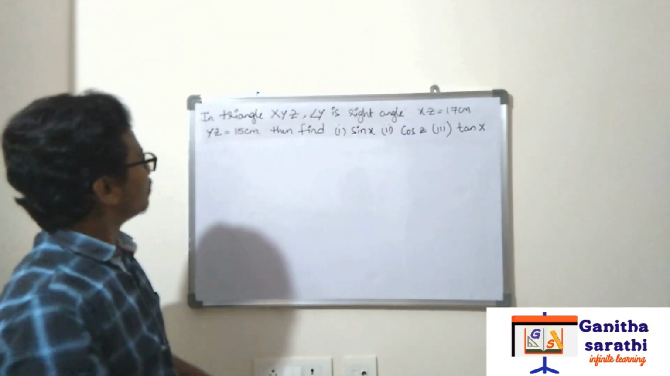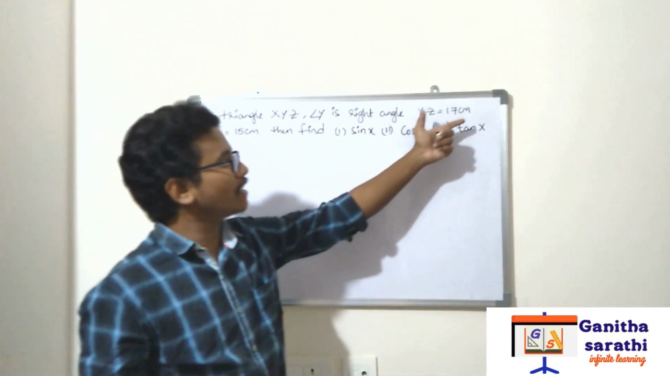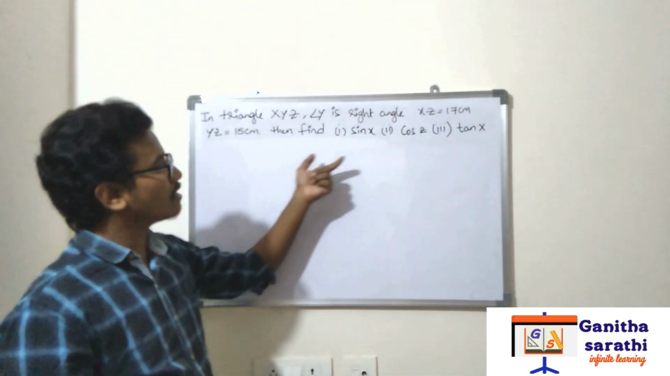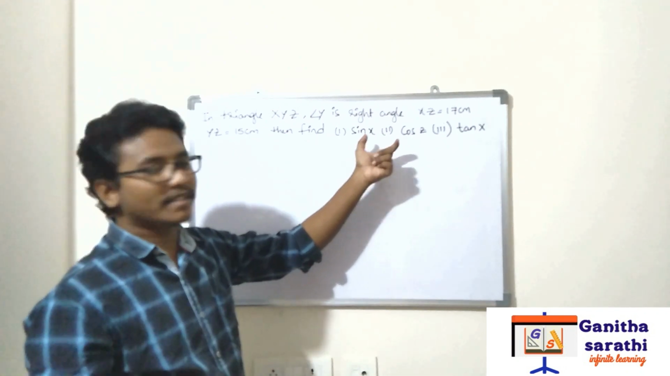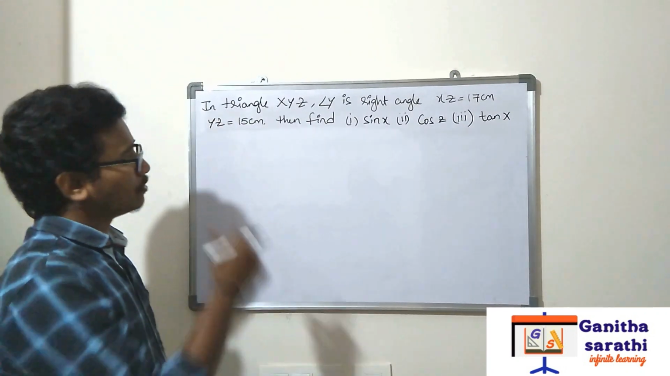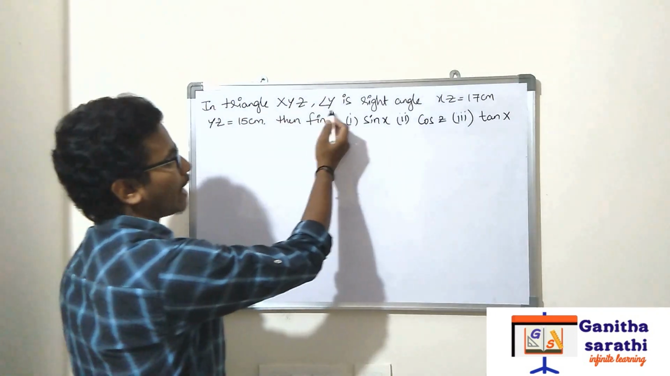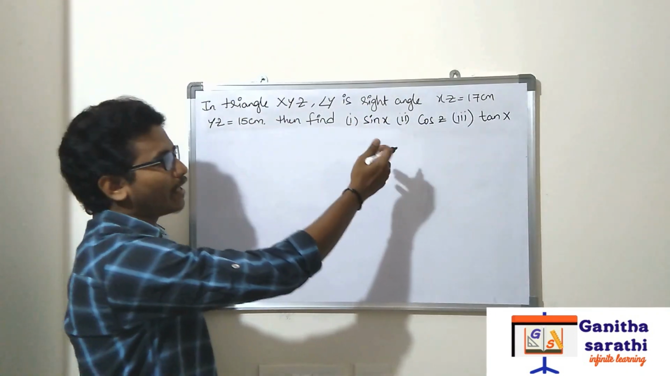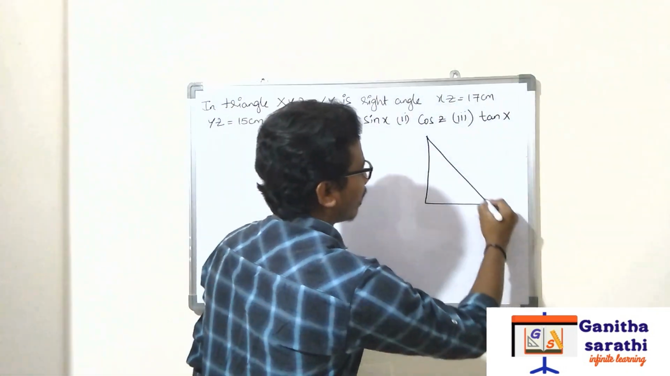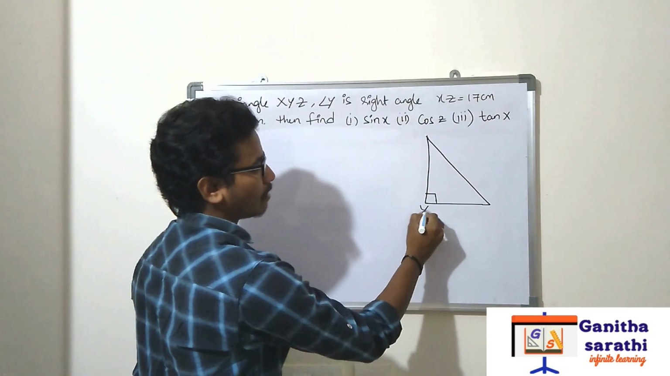So see the problem here. In triangle XYZ, angle Y is right angle, XZ is 17 centimeters and YZ is given 15 centimeters. We have to find sin X, cos Z and tan X. So now see the problem. In triangle XYZ, angle Y is right angle. Angle Y is right angle means what is the type of triangle? The type of triangle is right angled triangle.